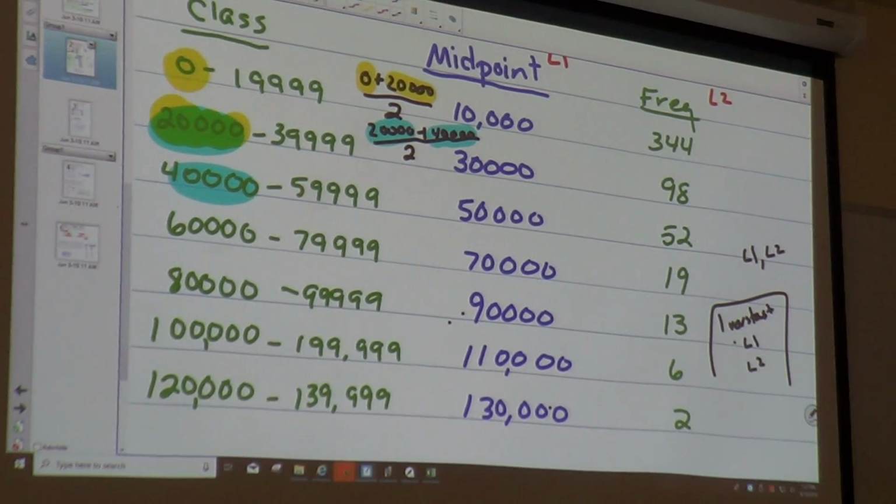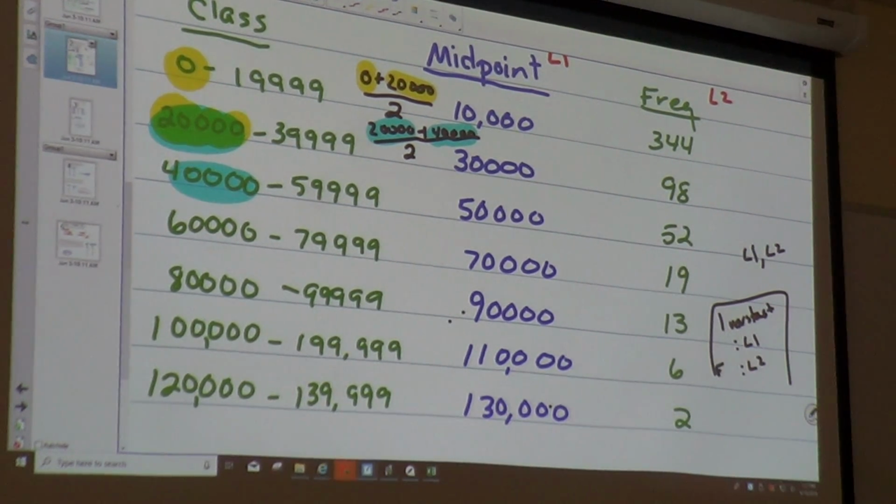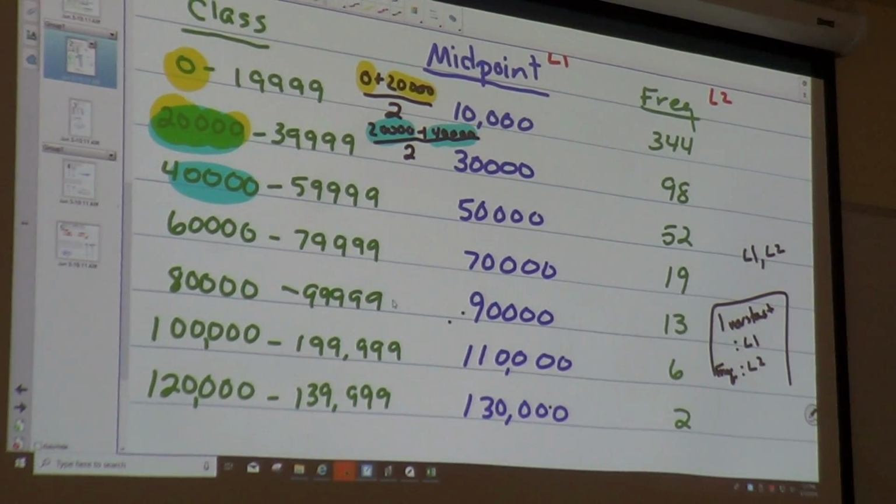It'll say blah, blah, blah, blah. You're going to put L1 in that first blah, and you're going to put L2 in the second blah, next to frequency. That should also remind you that frequency is going to be your L2. The comma only goes if it looks like that.